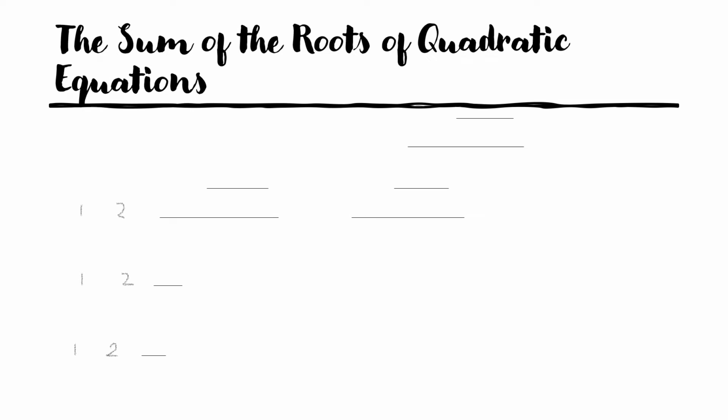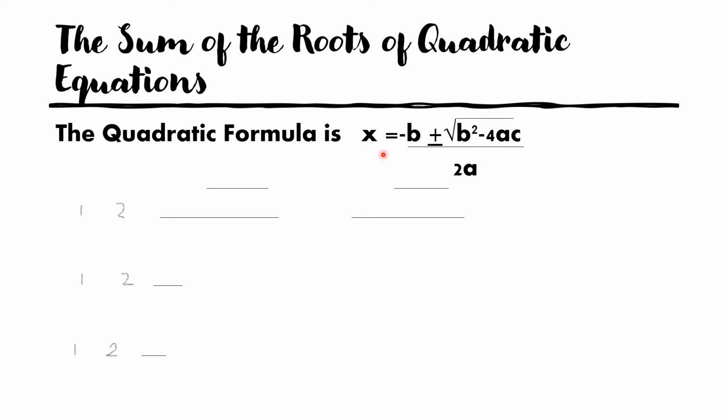Naalala niyo ba yung quadratic formula? x is equal to negative b plus minus square root of b squared minus 4ac all over 2a. So, meron tayong dalawang value ng x dito. Yung isa negative b plus square root of b squared minus 4ac all over 2a at yung isa naman ay minus. Now, ibig sabihin ng sum of the roots ay i-add lang natin yung dalawang value ng x.